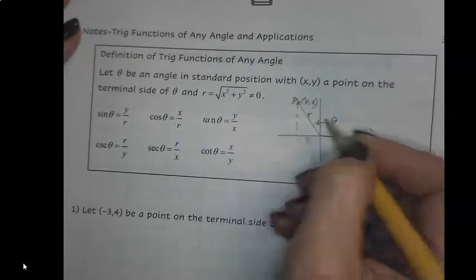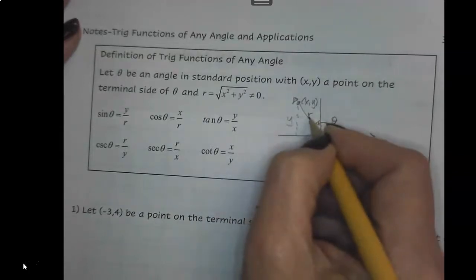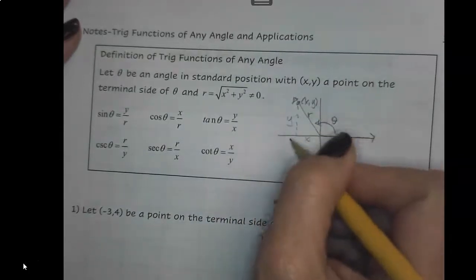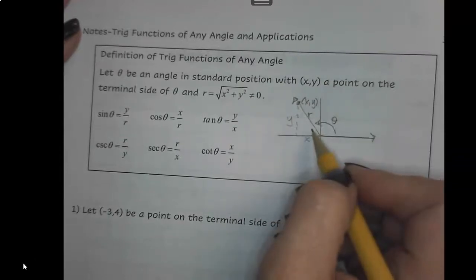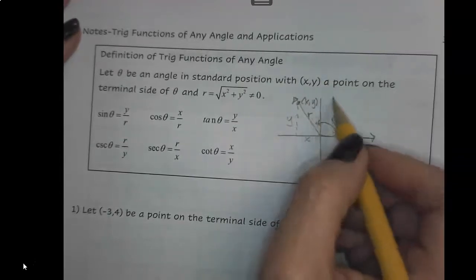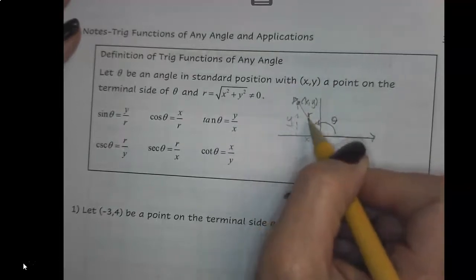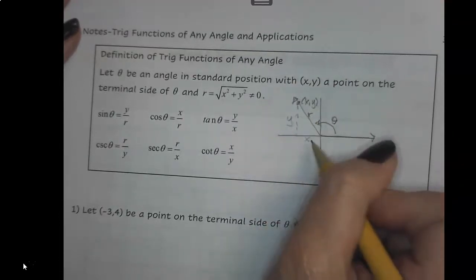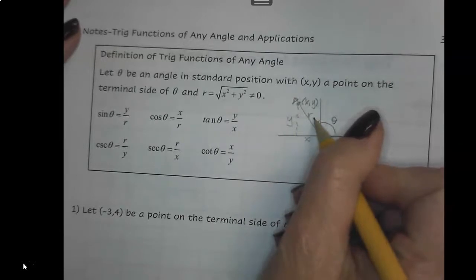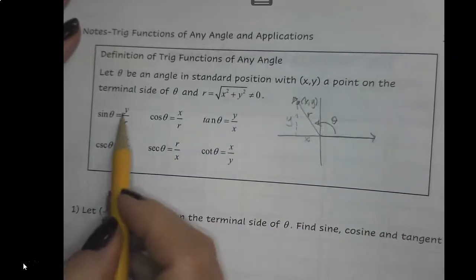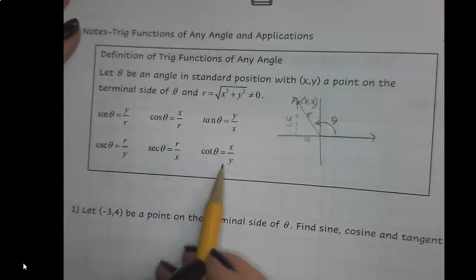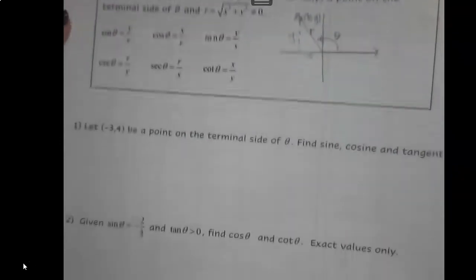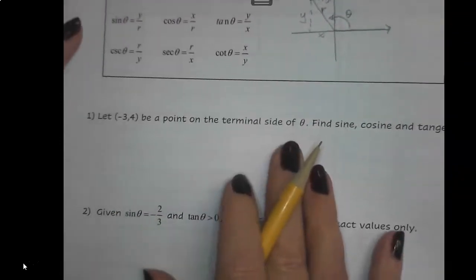This is our x, this is our y, and this is our r. So we probably will still think a little bit like opposite over hypotenuse, but we're going to move to a more generic term: y over r, the vertical over the hypotenuse, and x over r, the horizontal over the hypotenuse. So still sine, cosine, and tangent, and then of our 6 trig functions, the last 3 are the reciprocals. So let's jump in and take a look.